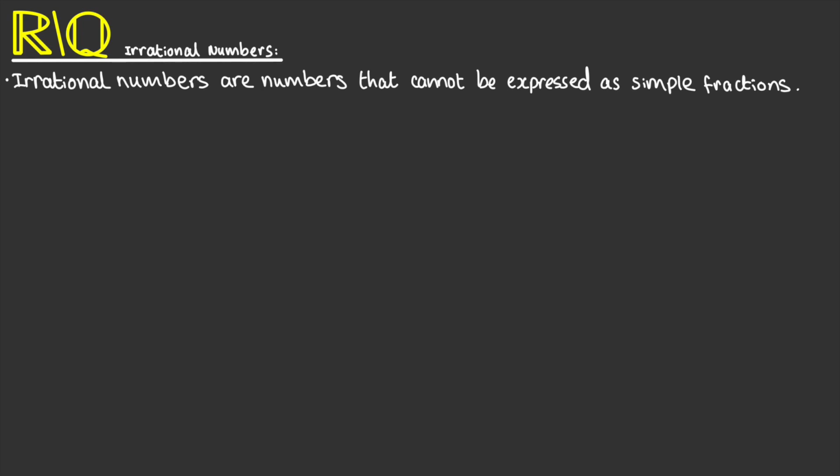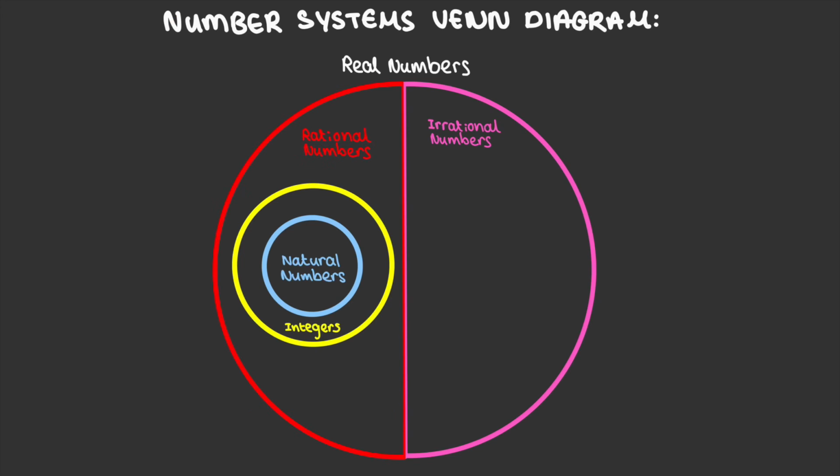If you recall from the previous video, we said that the set of rational numbers contains all of the numbers which can be made by ratios of 2 integers, where the denominator cannot be equal to 0. So therefore, any number which cannot be made by ratios of 2 integers, where the denominator is not equal to 0, is an irrational number. This can be shown in the Venn diagram, since the set of irrational numbers is separate to the sets of rational numbers, integers, and natural numbers.